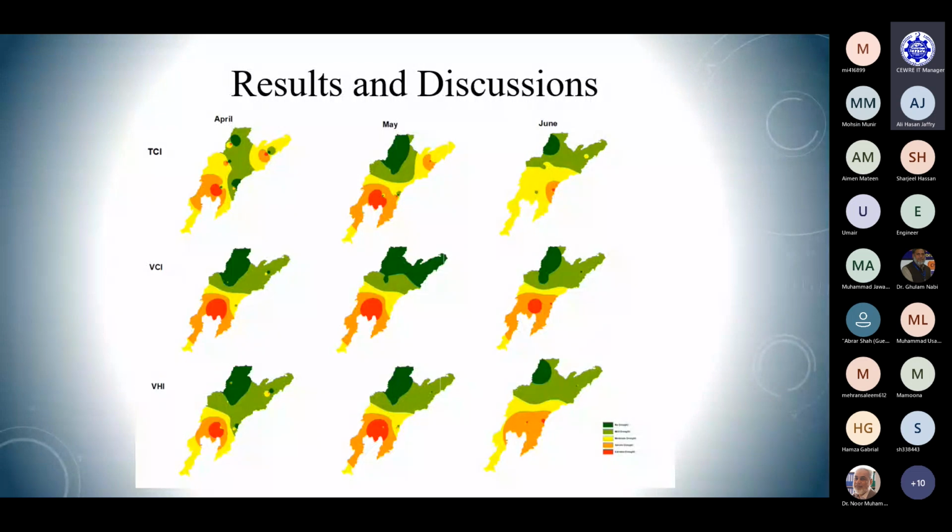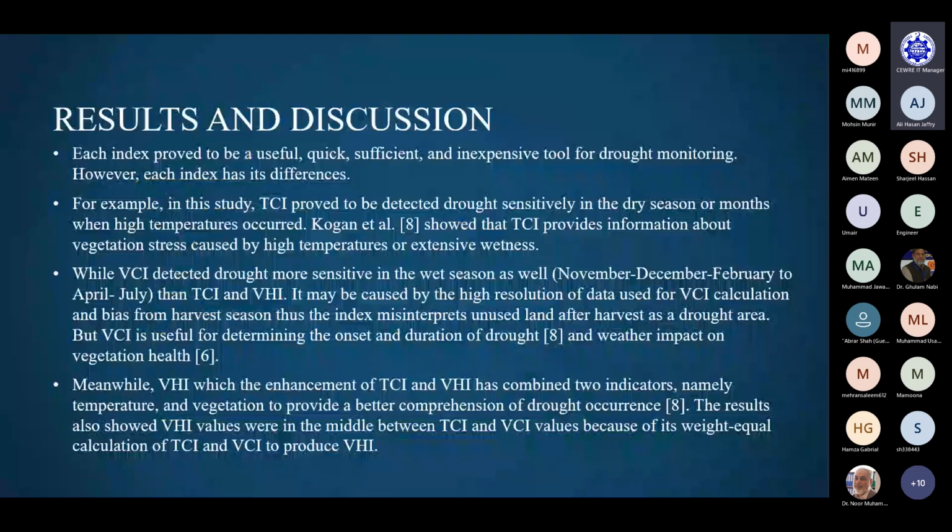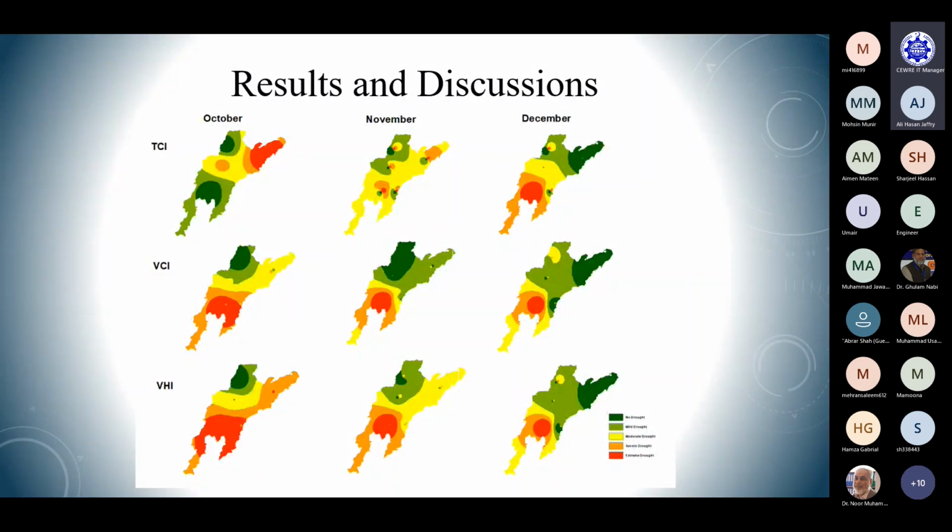In July, August, September, and October, TCI is showing mild drought and no drought, while VCI shows no drought to mild drought and VHI shows no drought to mild drought. In November and December, TCI is showing no drought, while VCI is showing severe drought, while VHI is showing mild and no drought respectively.